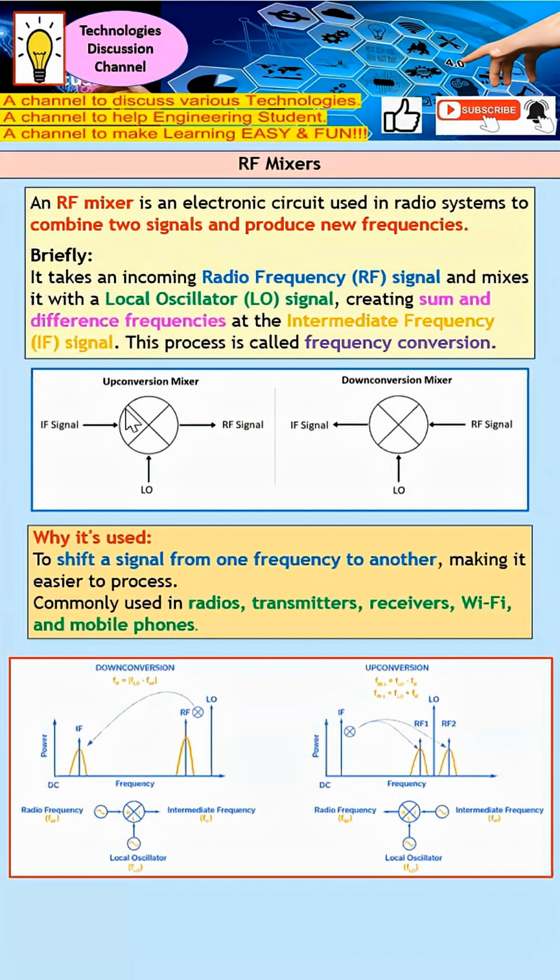Let me quickly explain this. You can see from here, there are two inputs. These two inputs generate one output with a different frequency. So this is a quick definition of an RF mixer.